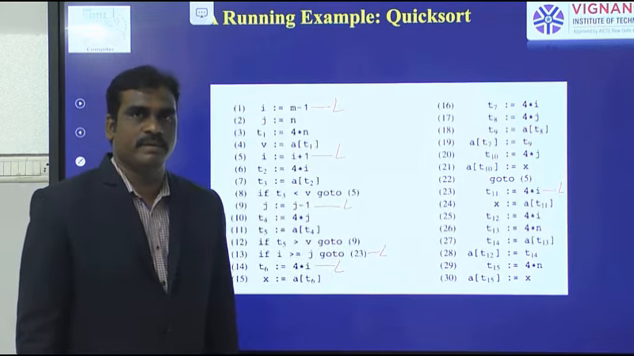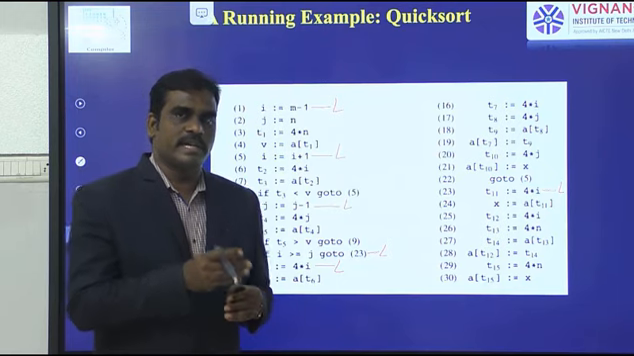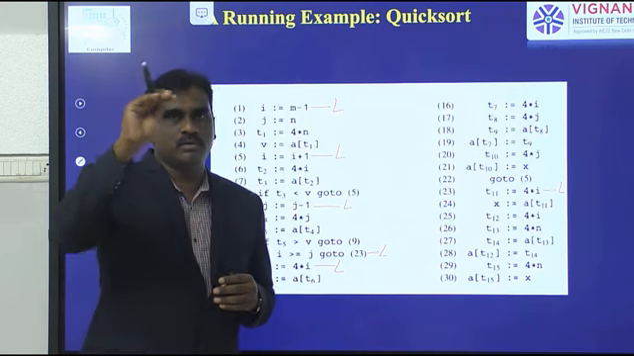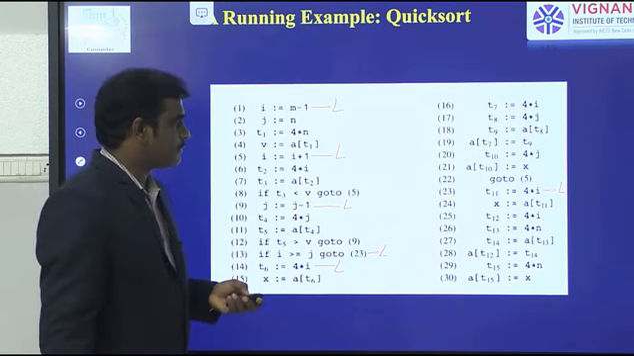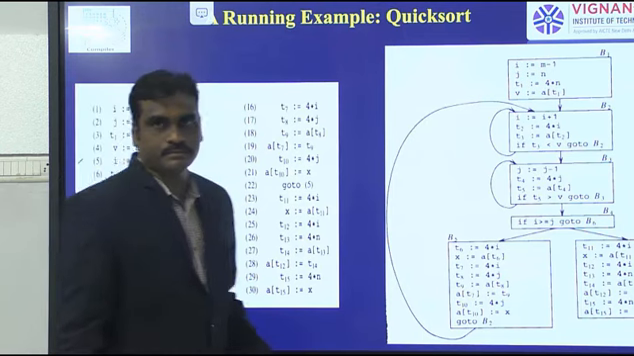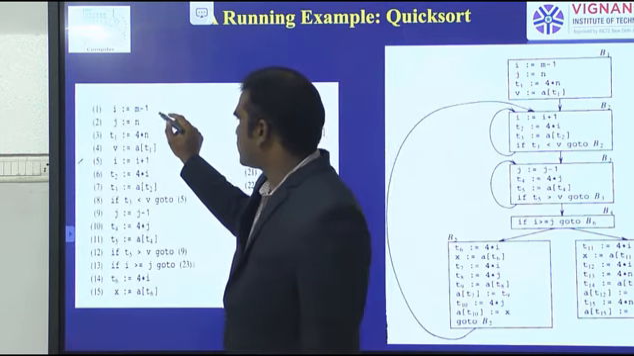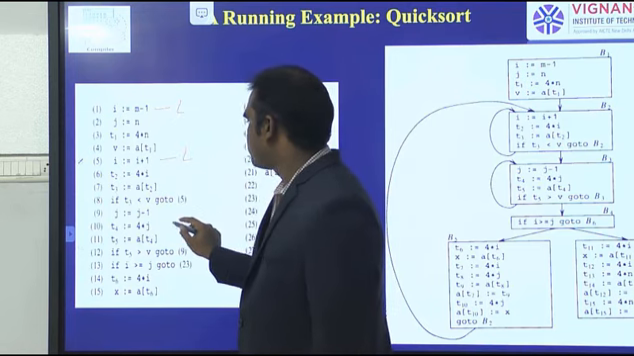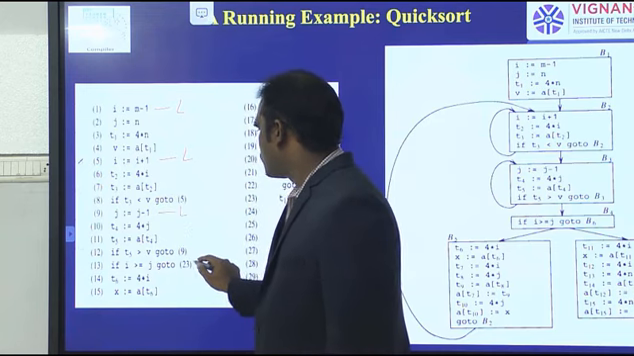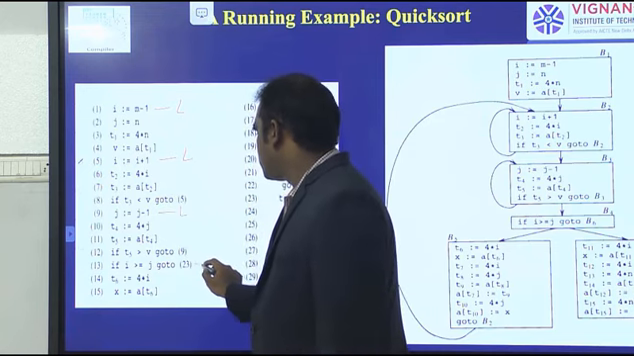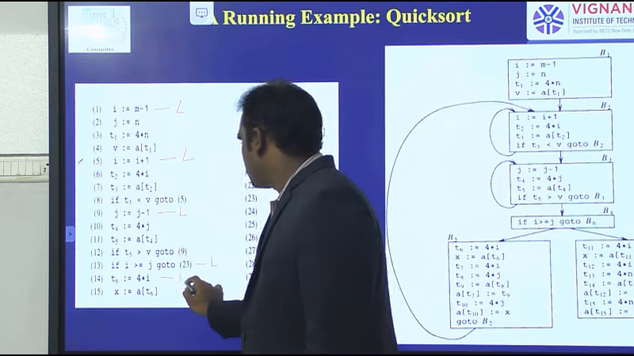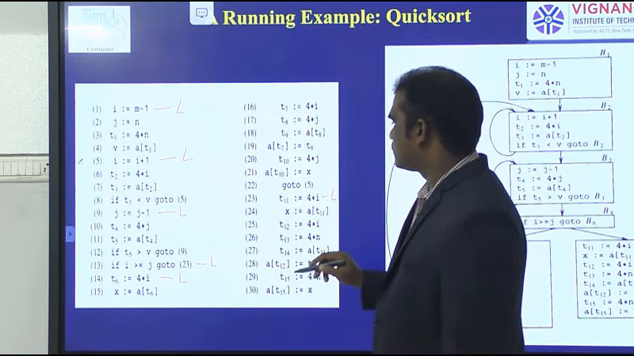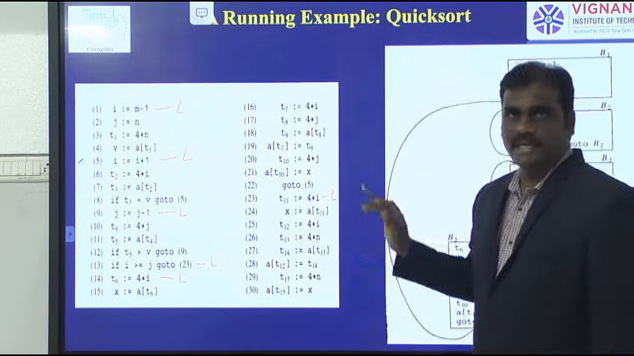Then how many blocks will we get? Six leaders means we will get a total of 6 blocks. How do we divide the blocks? From leader to leader. So the first statement is a leader, goto 5 is a leader, goto 9 is a leader, goto 23 is a leader, goto 5 is a leader. Now these are the leaders.